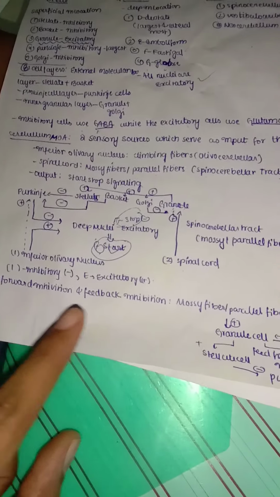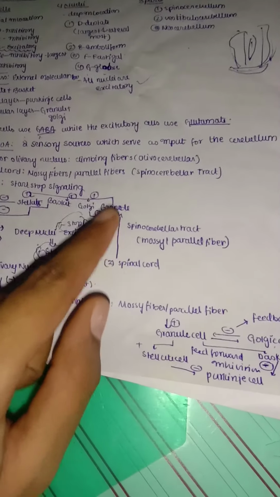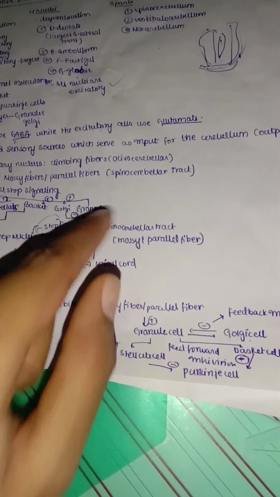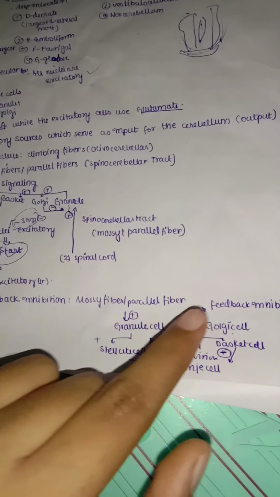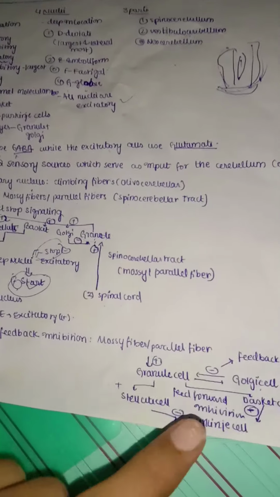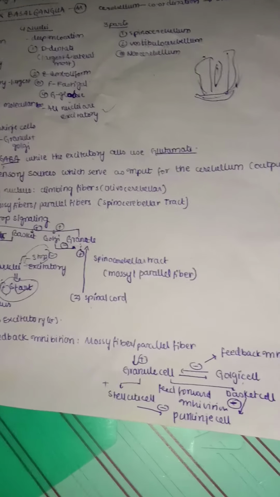Whereas we also have feedback inhibition. You can see here the granule cell will also activate the Golgi cell, but the Golgi cell comes back and inhibits the granule cell. You can see Golgi is coming back and inhibiting granule. So this is feedback inhibition. Very important processes to understand in this topic of the cerebellum: feedback inhibition and feed forward inhibition.